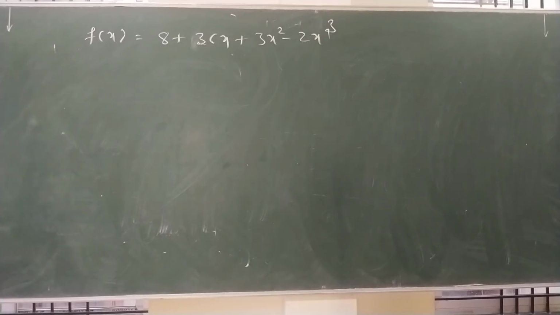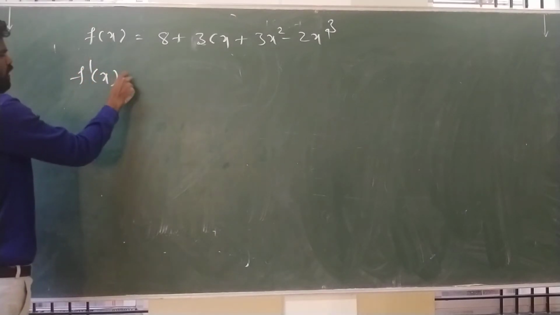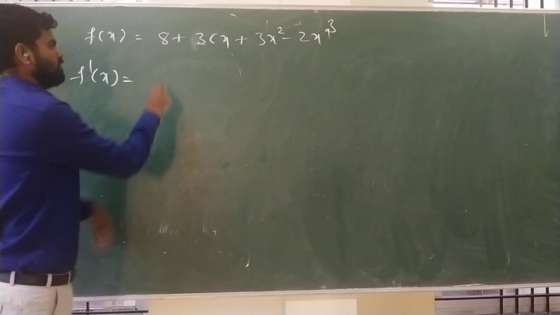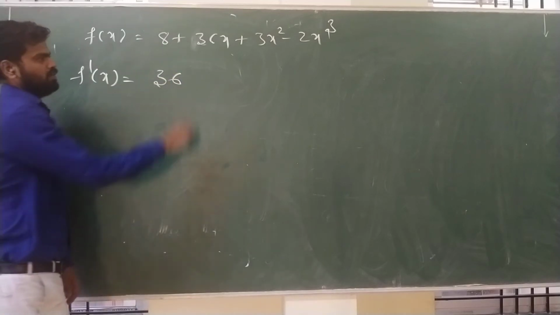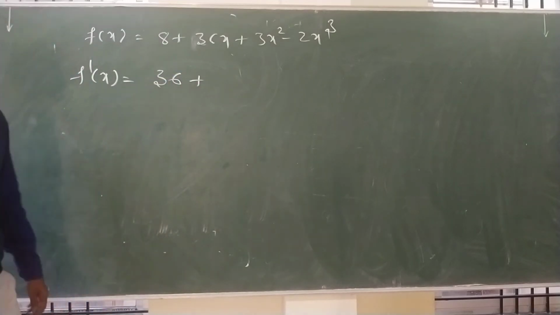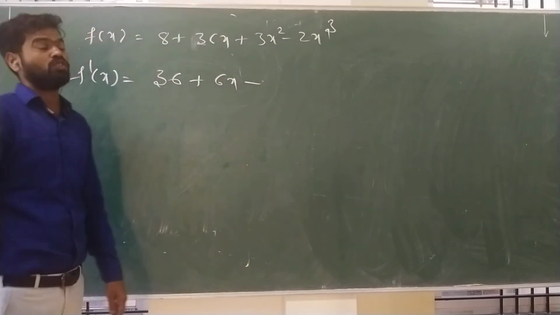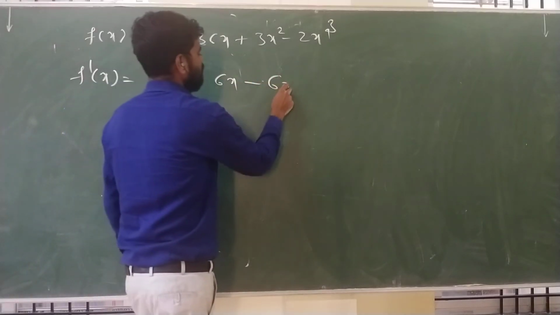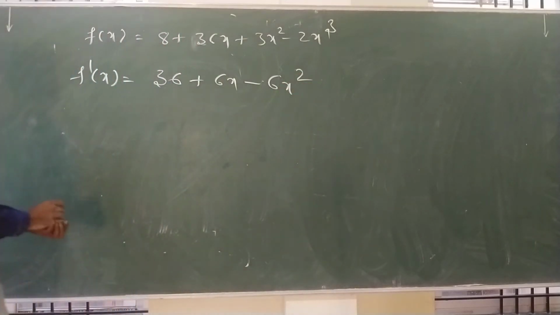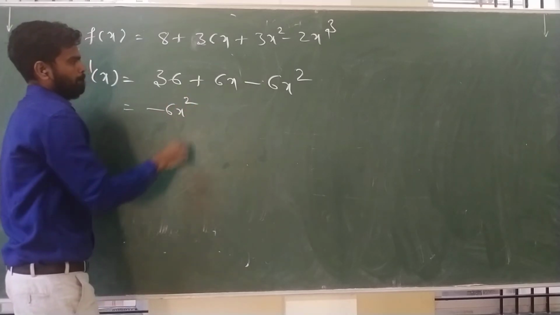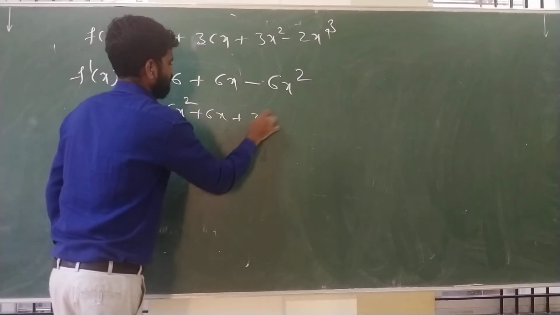Clear? Look at here. First of all, to find f dash of x equal to d by dx of 8 becomes 0. Then d by dx of 36x is 36, plus d by dx of 3x square is straight 6x, plus minus d by dx of 2x cube is 6x square. So therefore this function can be written as minus 6x square plus 6x plus 36.